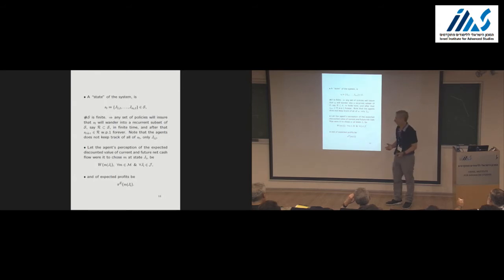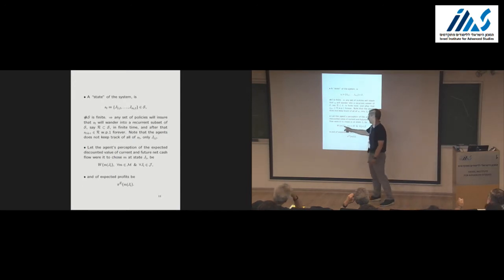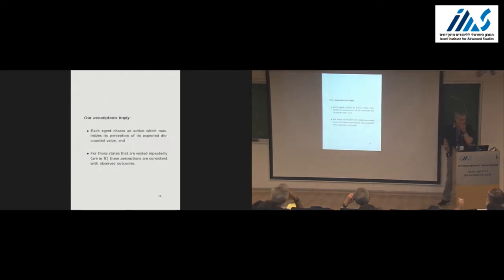Is that clear? Okay. So that's what these W's are. And we're going to compute them. And I also need an expected profits today. And I'll show you how to get them. Okay. So our assumptions imply that each agent chooses an action which maximizes its perceptions. So it's going to choose the W. For any Ji, it's going to choose the M that maximizes that W.